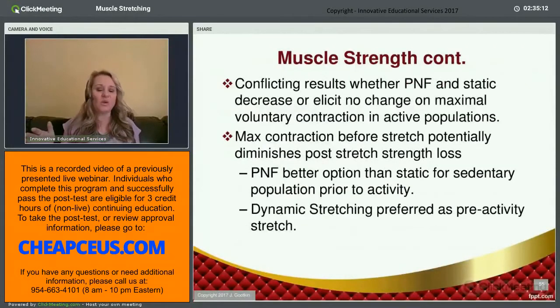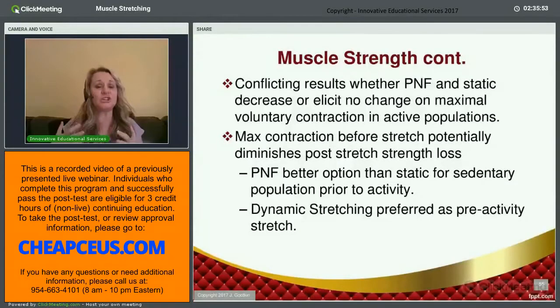When we look at comparing our PNF stretching to our static stretching, we're considering the fact that for our patients, PNF stretching tends to be a better option for patients who have more of a sedentary lifestyle. So maybe the patients that we're seeing in rehab where there's deconditioning or decreased mobility, and now they've had a fracture or a joint replacement, or they're just our patients in the skilled settings, PNF tends to be beneficial for those patients.